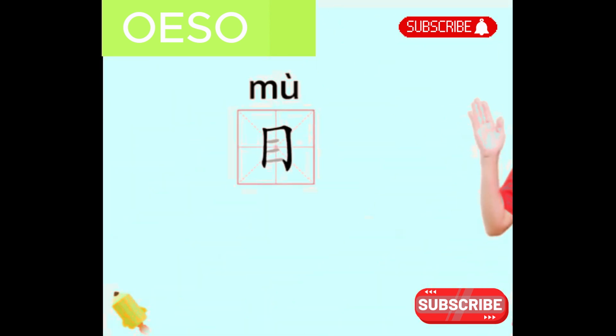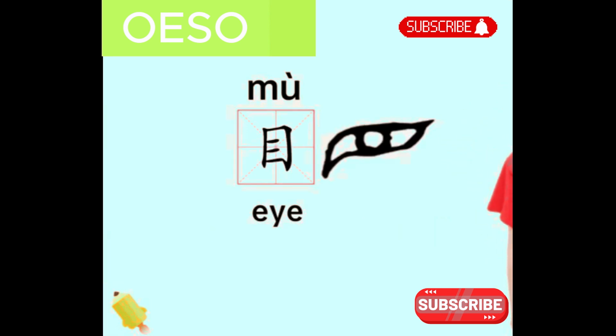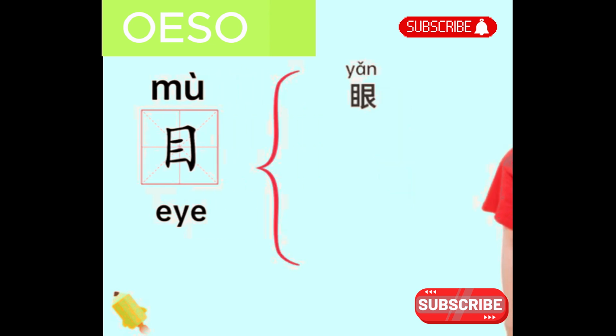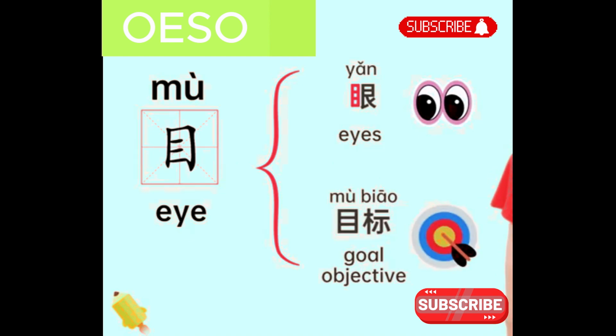目. It means eye in ancient Chinese. Visualize it as an eye, but vertical. This character is also a radical to make characters related to eyes, like 眼 for eyes. We also find words like 目标 for goal or objective.